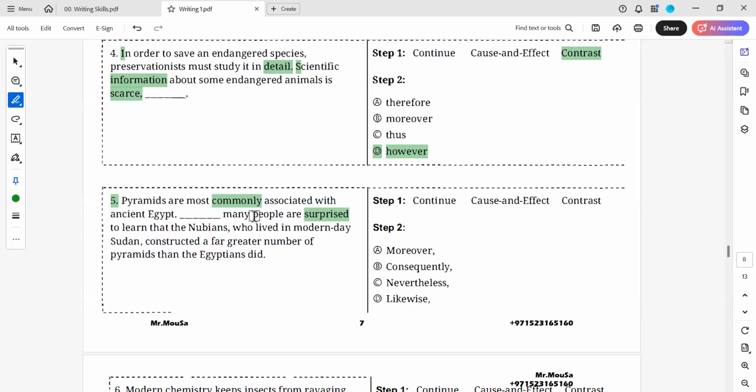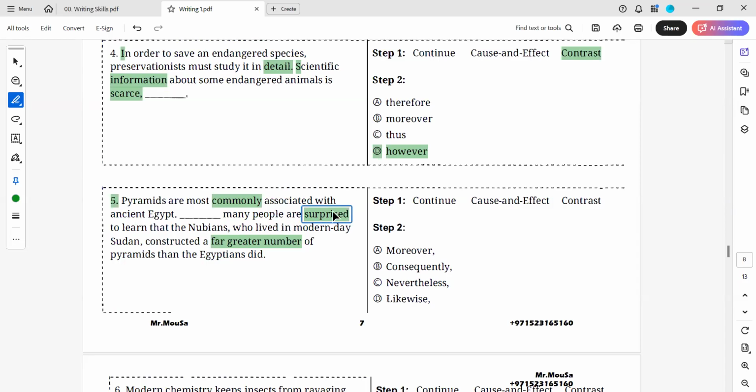Okay. Let's check what we have here in the containing sentence. They said many people are surprised to learn that the Nubians who lived in modern day Sudan constructed far greater number of pyramids than the Egyptians did. Guys, what is the main focus of the second sentence? Is it Nubians? No. The main focus of the containing sentence is not Nubians. The main focus actually is the surprise. So why are people surprised to learn that Nubians have constructed far greater number of pyramids? Because pyramids are most commonly associated with ancient Egypt.